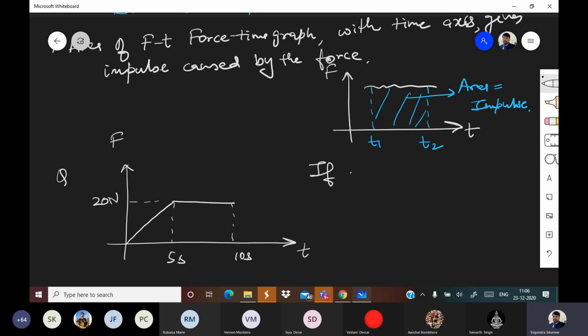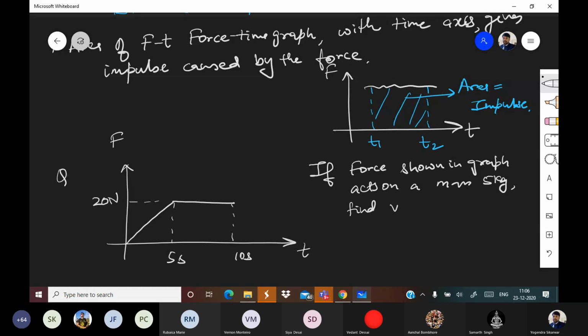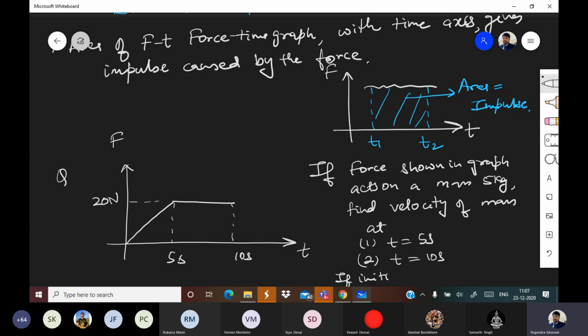If force shown in graph acts on a mass 5 kg, find velocity of mass at number 1, t is equal to 5 second, number 2, t is equal to 10 second, if initially mass was at rest.